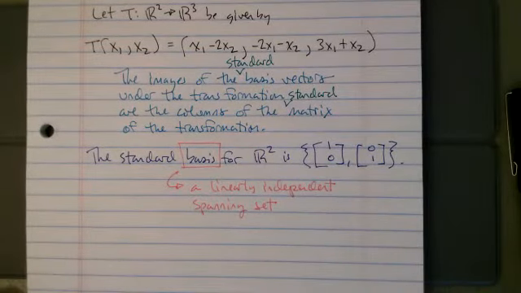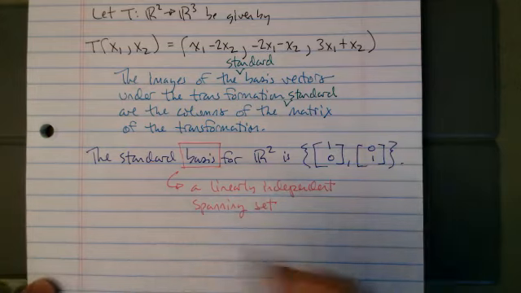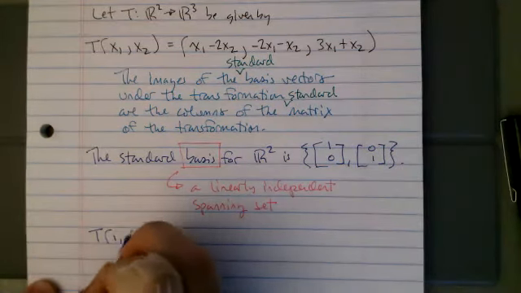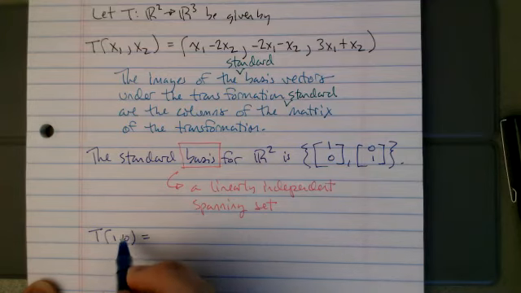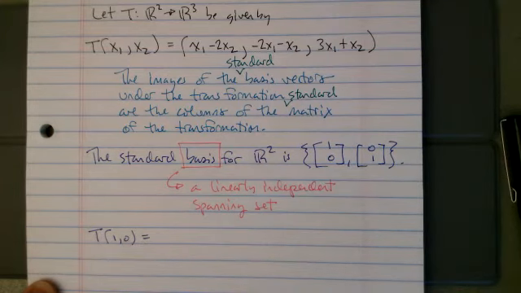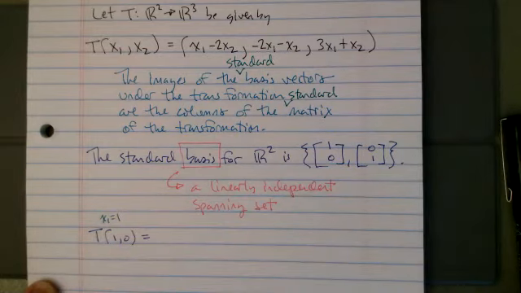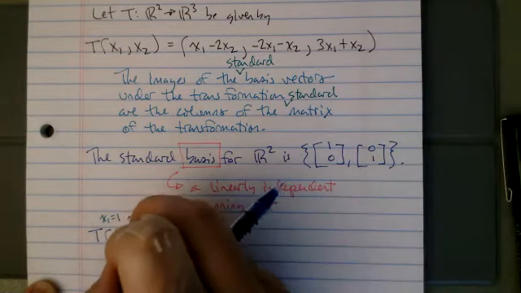So I'm going to find T of (1, 0). So x1 is equal to 1, x2 is equal to 0. That's what's going on here: x1 equals 1, and x2 equals 0.